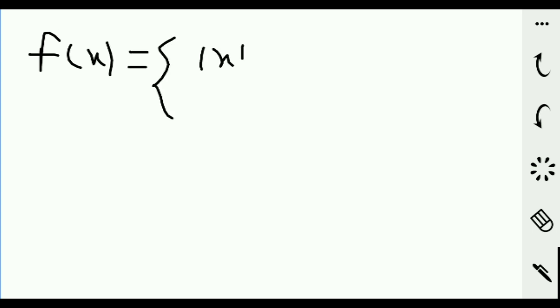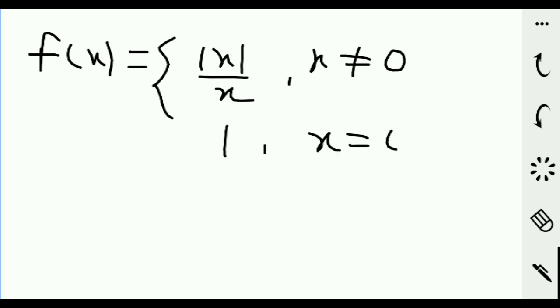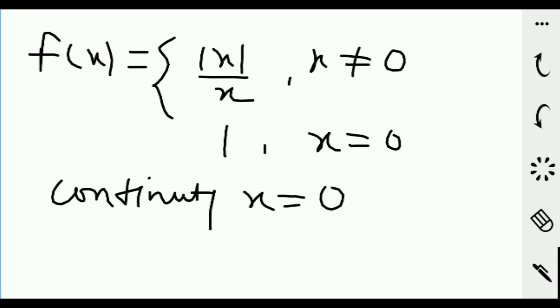Based on this, let's solve a numerical. We have this question: f of x is equal to mod x divided by x, where x is not equal to 0, and where x is equal to 0 the function value is 1. So we have to check continuity at the point x is equal to 0. How will we check?